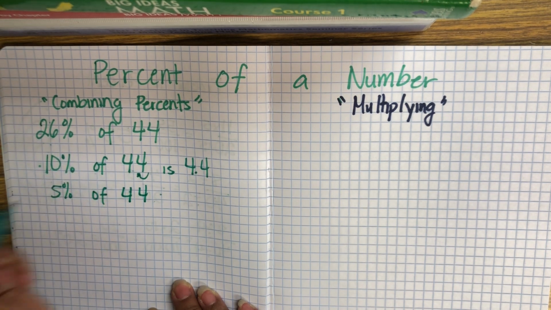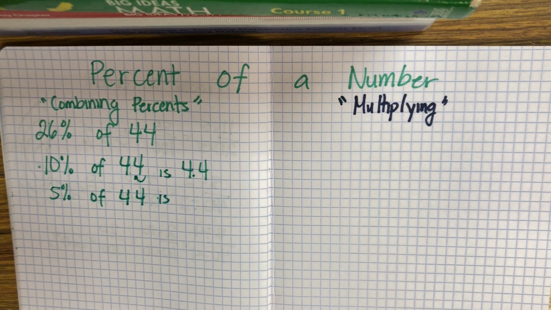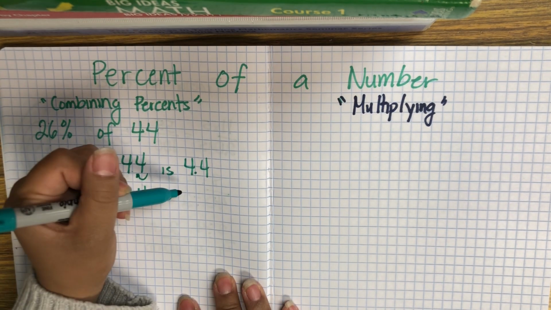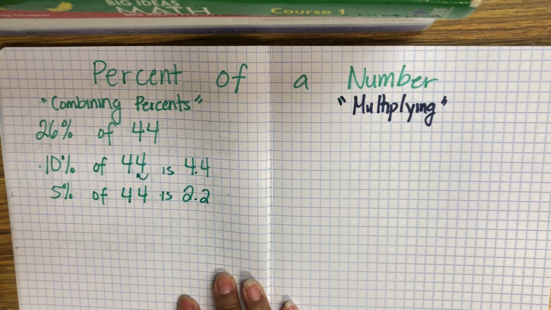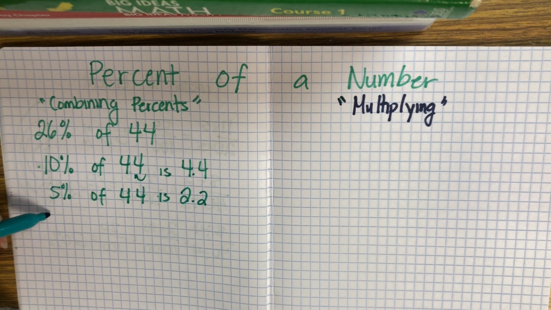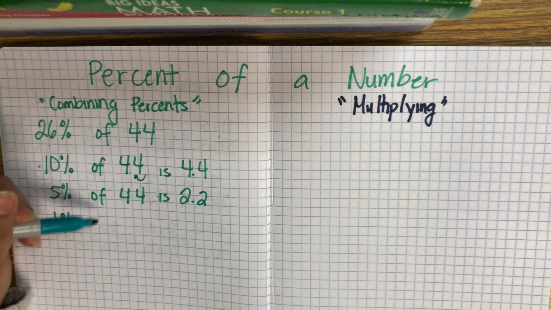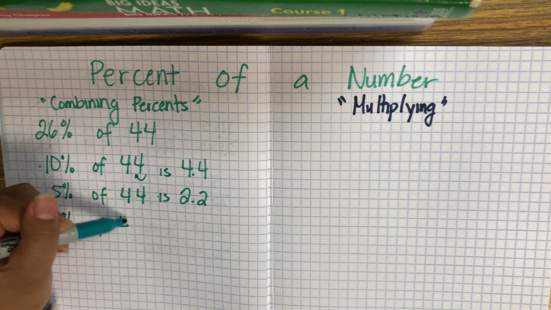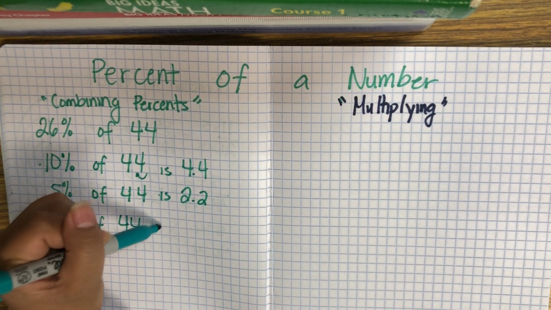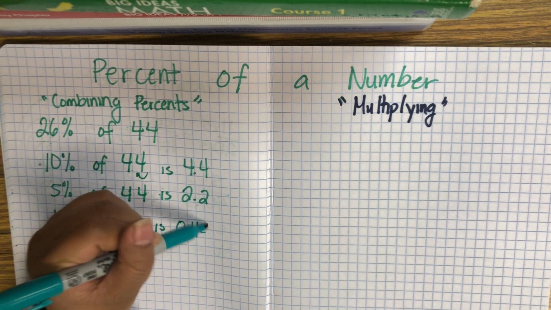Miss Day, what's half of 4.4? Half of 4.4, well, I know that 2 plus 2 is 4, so half of 4.4 is going to be 2.2. Okay, and then we're going to use 1%. Now, if 10% is divided by 10, because there's 10 in 100, what do you think is 1%? Ooh, so it's like divide by 100. And I know that when I divide by 100, I can move the decimal twice. Okay, so then instead of 4.4, this is 0.44.